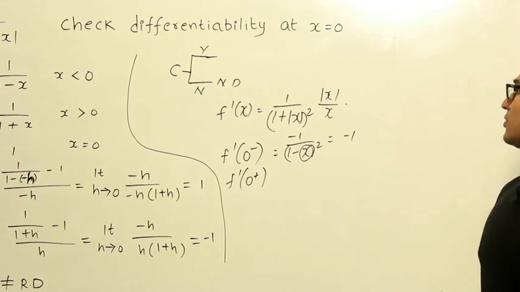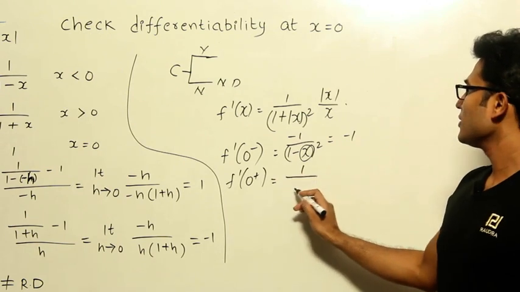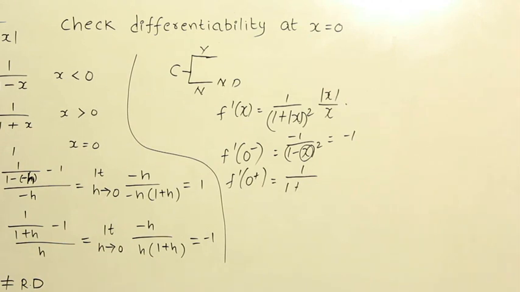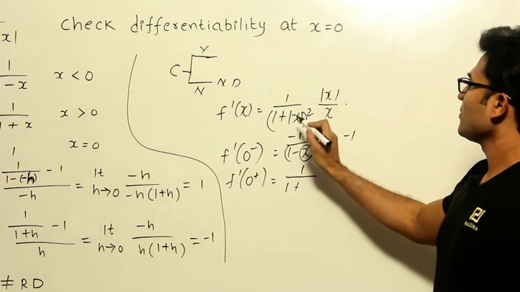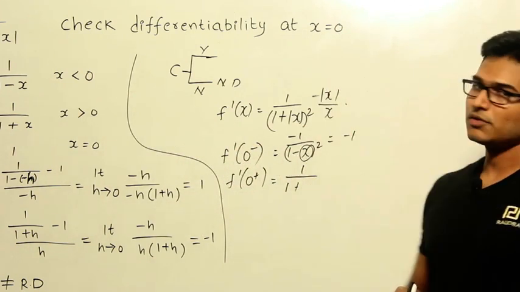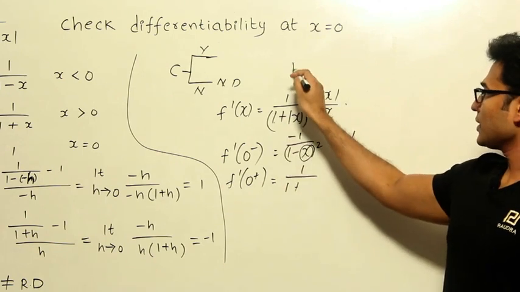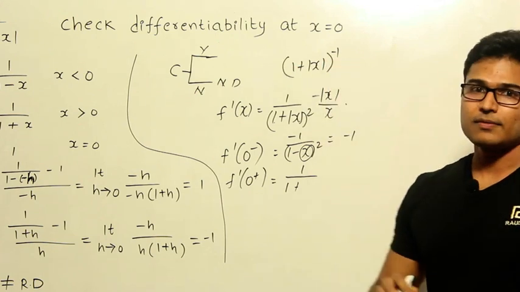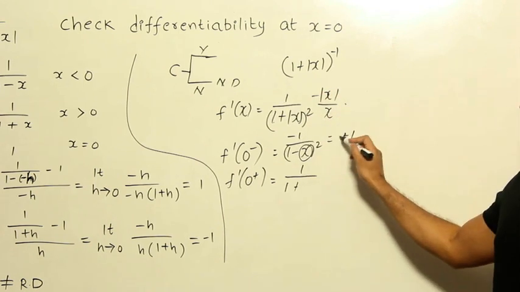Now let's try to find out the right derivative. Right derivative is going to be 1 by 1 plus mod x. So why is it? Because this has to be written as (1 plus mod x) whole power minus 1. Now when you differentiate it, you are going to get minus 1 in the beginning, right? So if you get minus here, you are going to get plus 1.